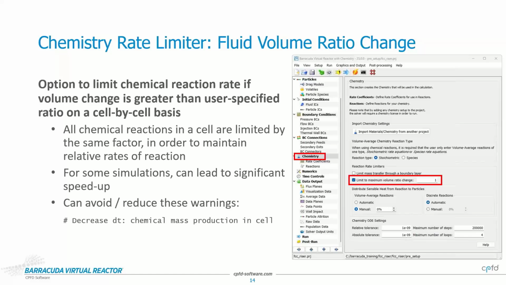This option has the potential to significantly speed up your simulation if it's showing messages like this one, which say decrease DT chemical mass production in cell. Depending on the specific chemistry being solved, this new option for limiting the reaction rates may significantly change the calculated reaction rates, and therefore could also change the dynamics and the spatial extent of the material consumption or production from that chemistry. However, it does have the advantage that it can avoid this full system hydrodynamic time step reduction due to very fast chemistry in just a small number of cells. And we'll talk about this a little bit more during the demo portion as well.